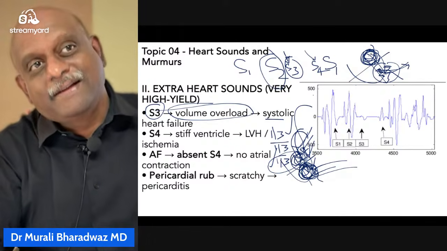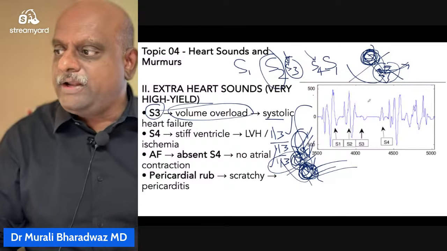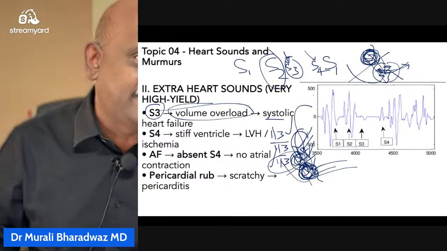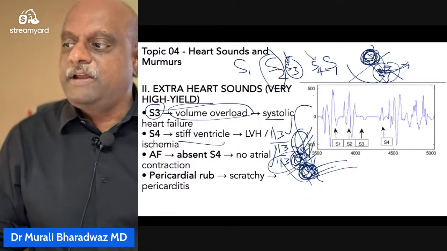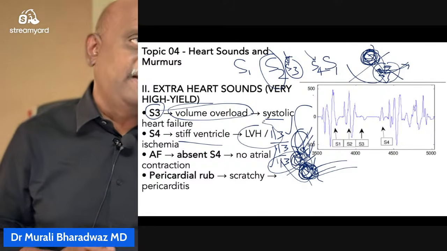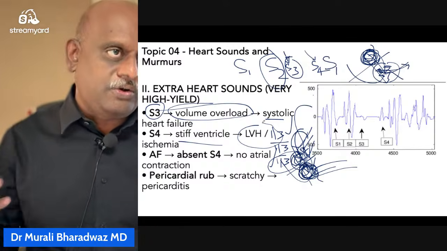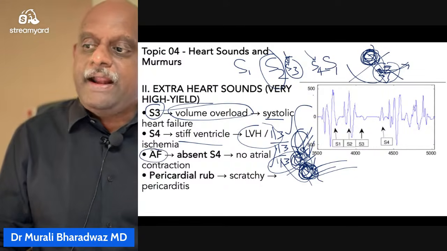That makes the fourth heart sound. So the fourth heart sound occurs during the last 1/3 of diastole. That's the reason it is an indicator of a stiff ventricle, when a person has left ventricular hypertrophy, when the ventricle is non-compliant. Clear?